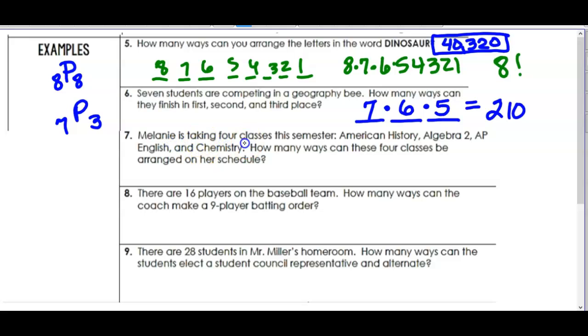All right, Melanie is taking 4 classes this semester. How many ways can these 4 classes be arranged on her schedule? All right, so here it matters because we're talking about arranging them in an order. So we're going to pick out of 4, she's prioritizing all 4. Or if we were picking, there's 4 ways she could pick her first period, 3 ways for second, 2 and 1, which is 24 ways, and there's no need to get fancy on our calculator.